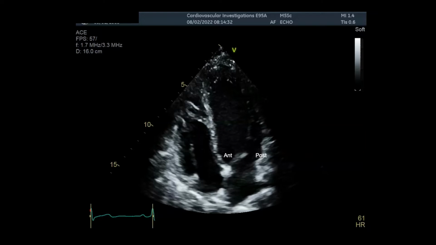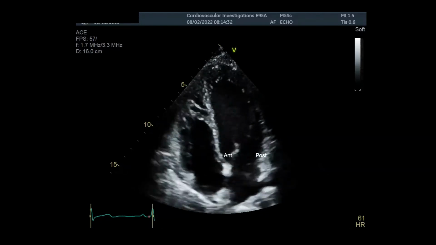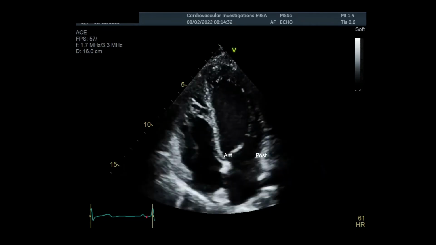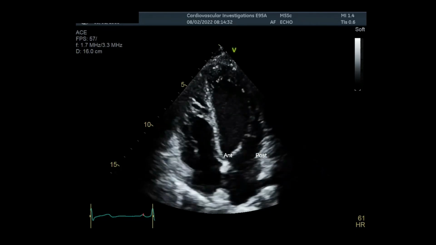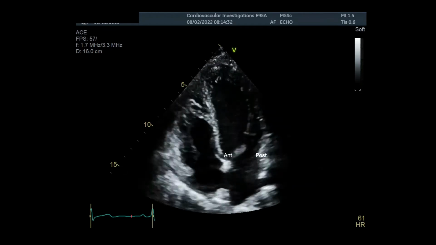Next we move to the apical four-chamber view. This is where a lot of our images and measurements are acquired, because you can line the Doppler up quite well with the direction of blood flow through the mitral valve here. But first, again, we need to examine the valve in 2D.